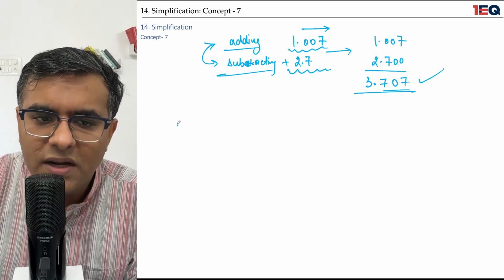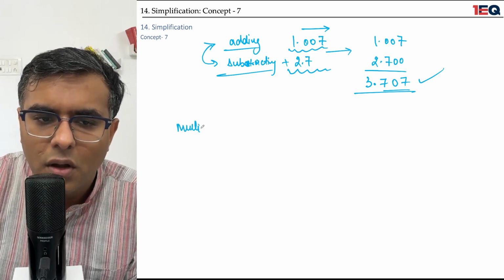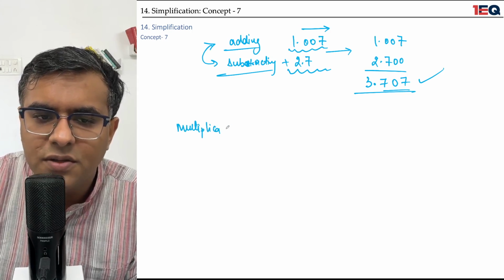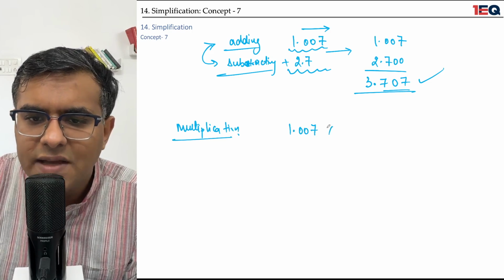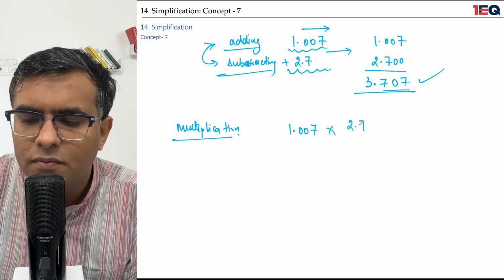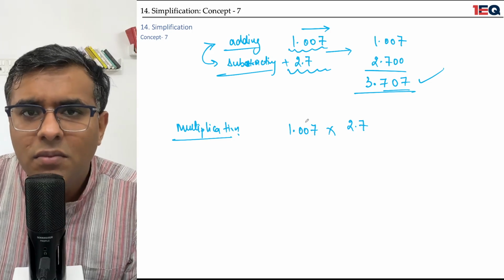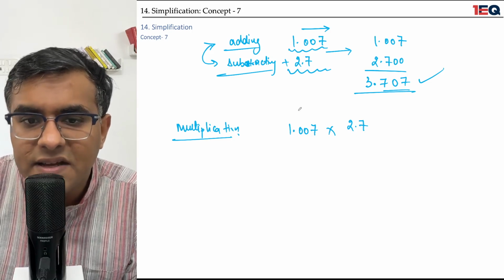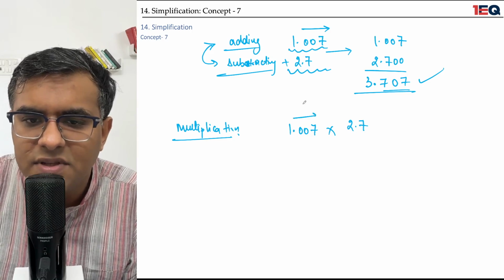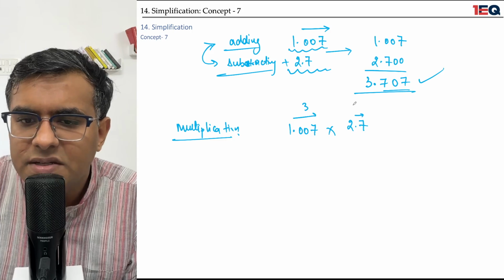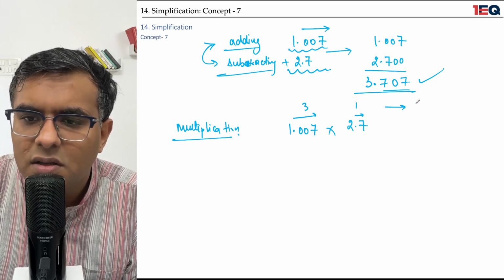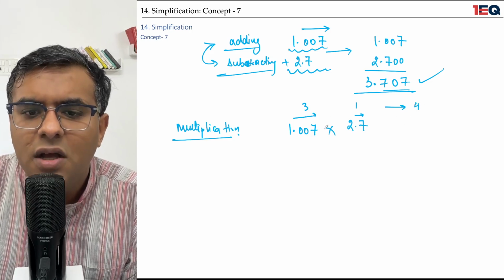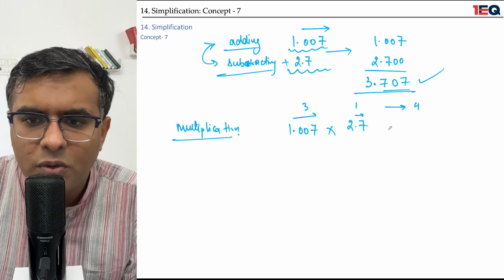Similarly, when I talk about multiplication, what we do is, let's assume the same thing. 1.007 has to be multiplied by 2.7. So the sum of the multiplication decimals: here the length is 3, and here the length is 1. So the sum of the decimals would be 4, right? The number of decimals which we'll get in the output is going to be 4.